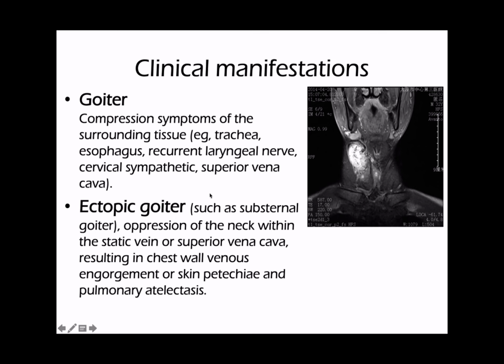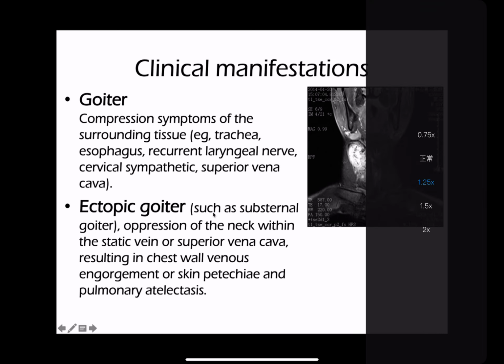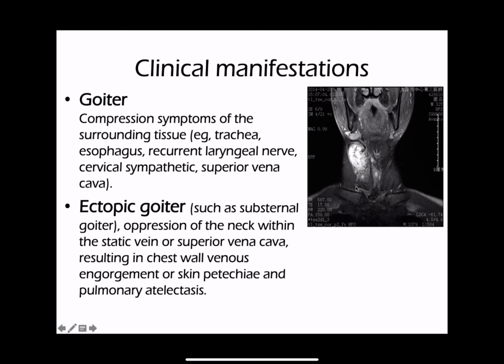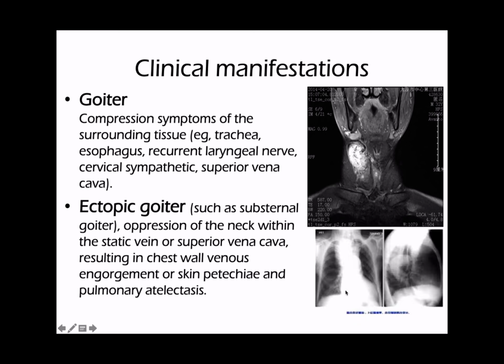Other than this, there are also some ectopic goiter. This type of goiter means that the goiter is not formed in the thyroid tissue, but in other tissues, like substernal goiter, or in the neck within the chest. As we can see from here, it's here, not in the normal place where it would be found. And this enlargement will result in chest wall enlargement, skin petechiae, and pulmonary atherosclerosis.